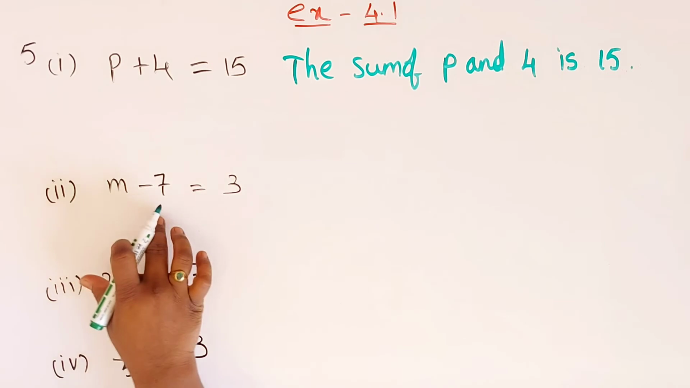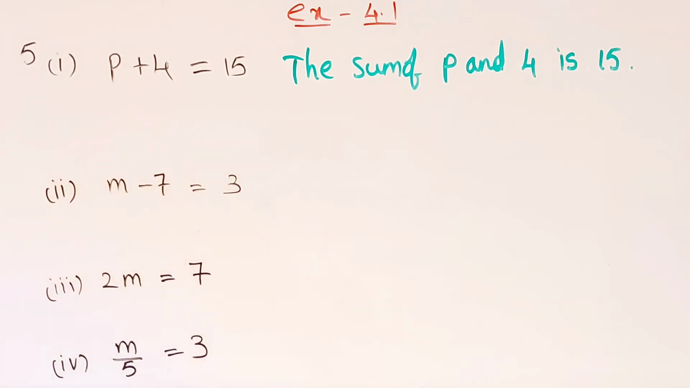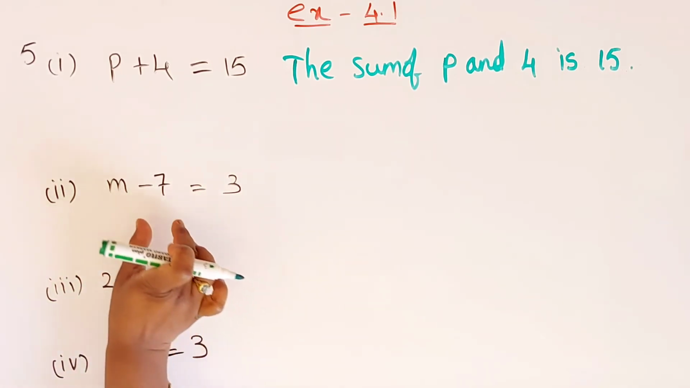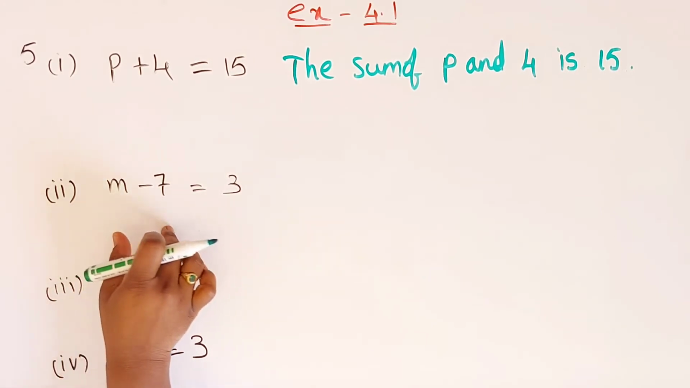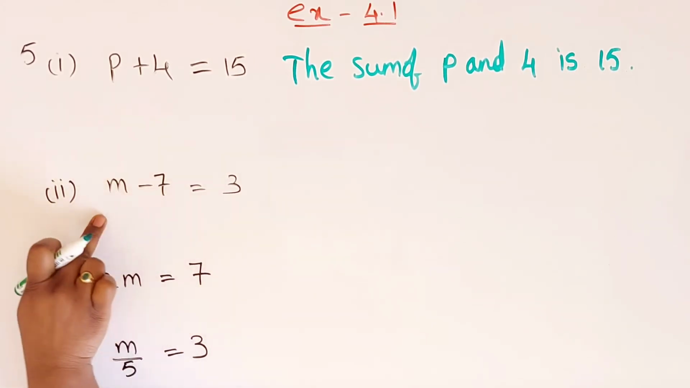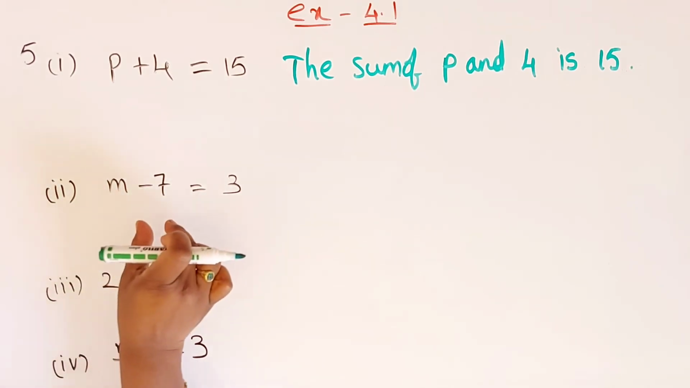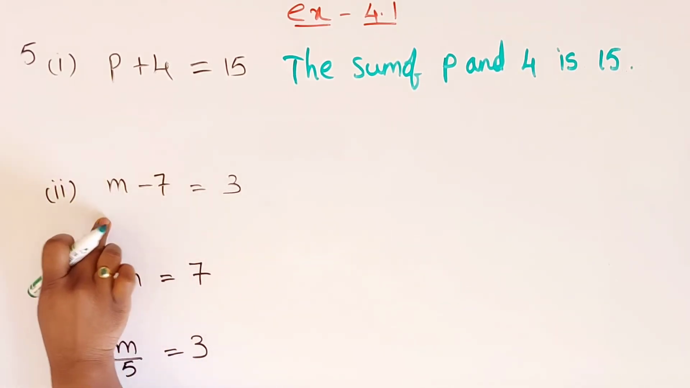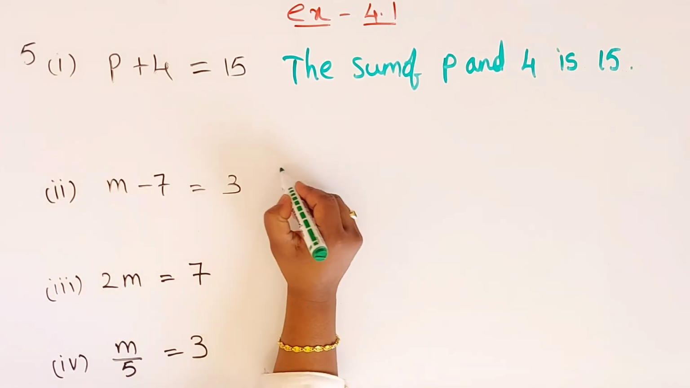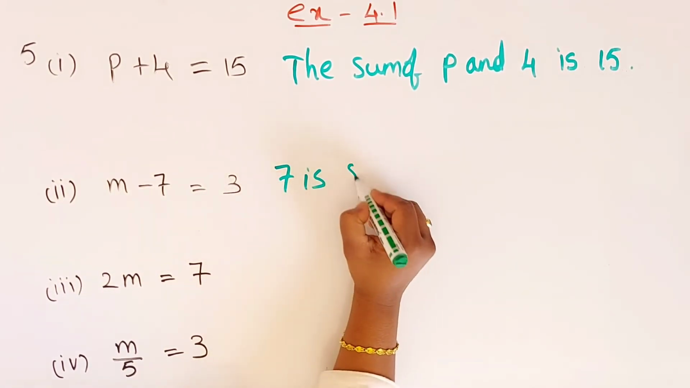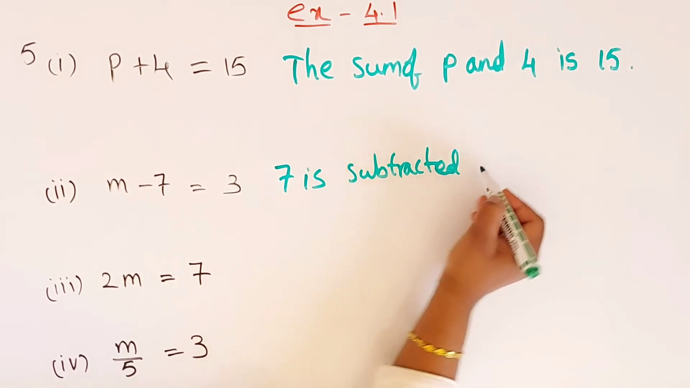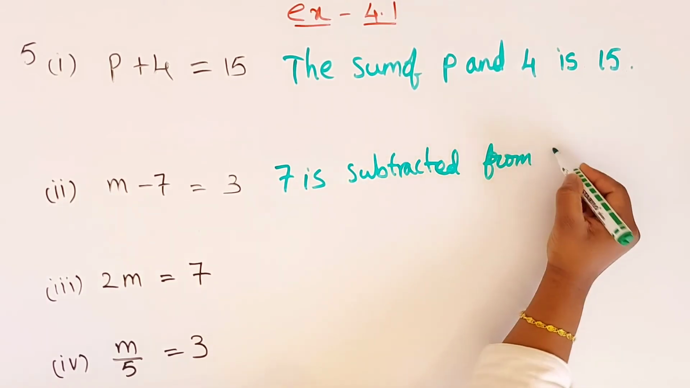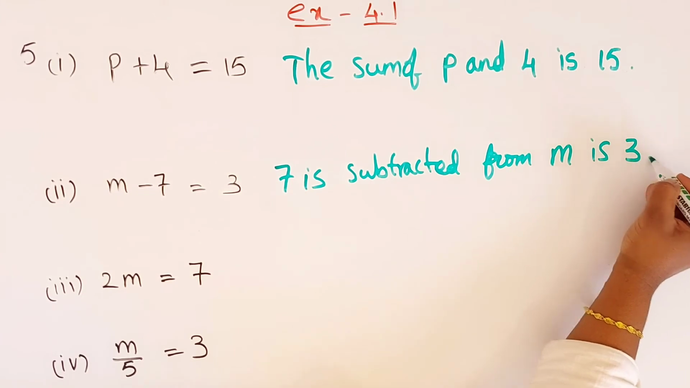Second one, m minus 7 equal to 3, children. That means here 7 is subtracted from m. Right? 7 is subtracted from m. m is first here. So 7 is subtracted from m is 3.